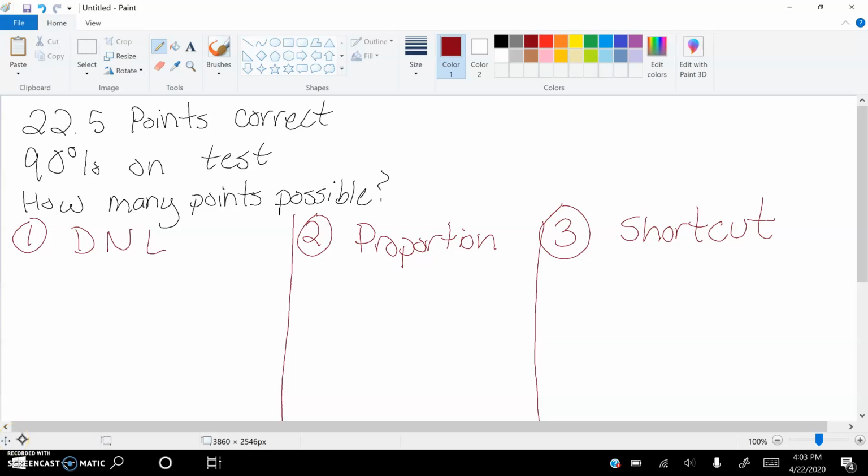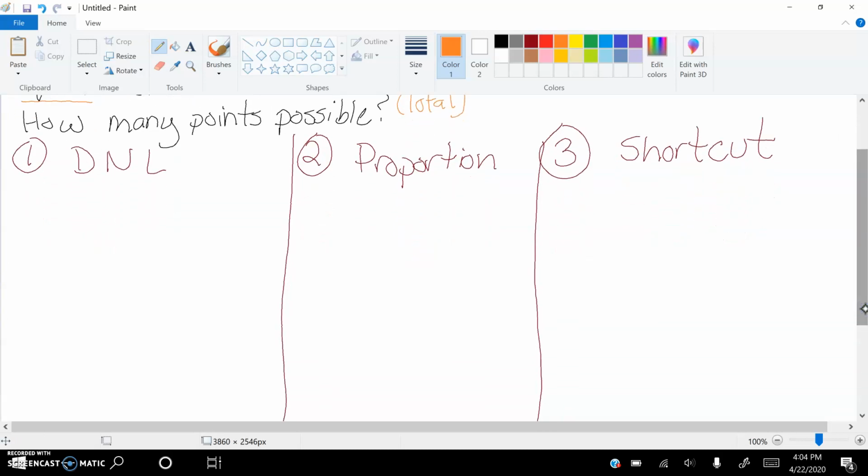So we're going to go over 3 different ways to solve this problem. What we know is that on the test, we got 22.5 points correct. We also know that that was a 90% on the test, and we're trying to figure out how many points were possible, or what was the total number of points that were available on the test. So first we're going to use a double number line, then we'll set up a proportion, and then we'll go over the shortcut to find the whole amount.